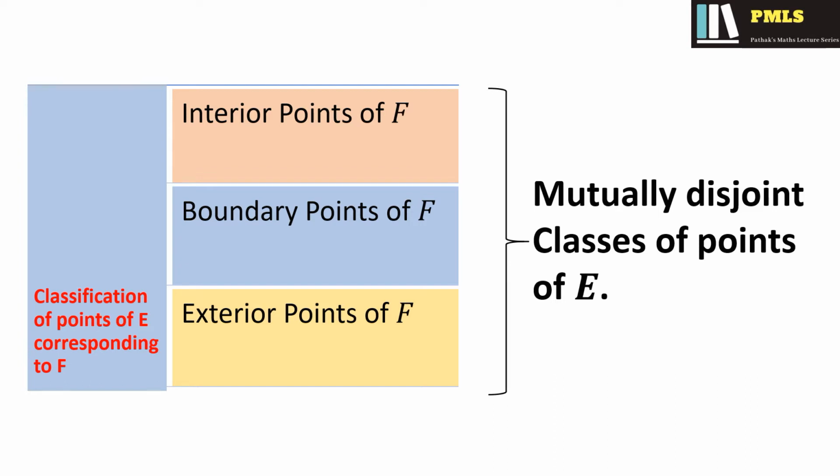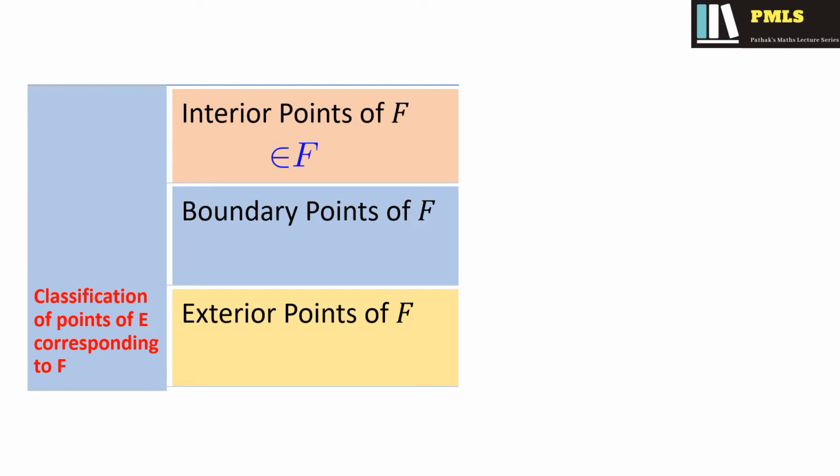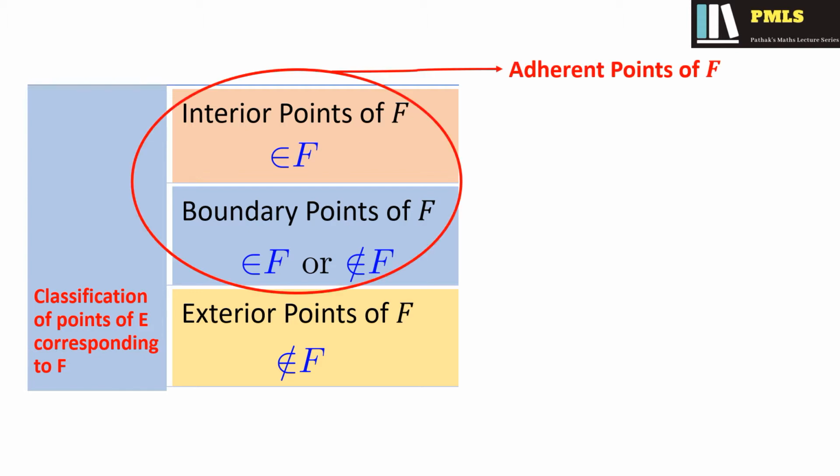Further, we observe that an interior point is always a member of the set. Boundary points may or may not be a member of the set, whereas an exterior point is never present in the set. Hence, it is obvious that as regards to study properties of a set in a metric space, interior and boundary points of that set are more relevant. So, it would be a wise step to club them together and give a common name to them. We call them adherent points of F.